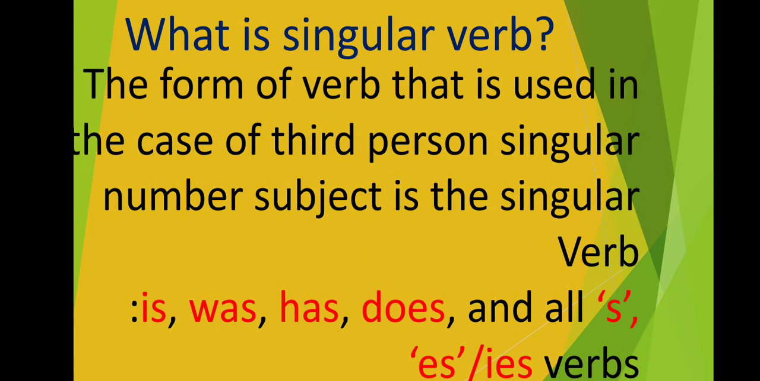What is a singular verb? The form of verb that is used in the case of third person singular number subject is the singular verb. Let's give some examples: is, was, has, does, and all verbs ending in s.